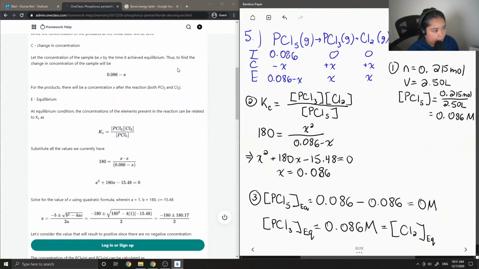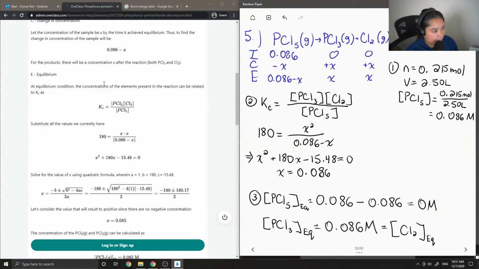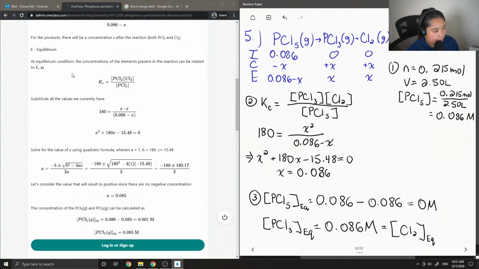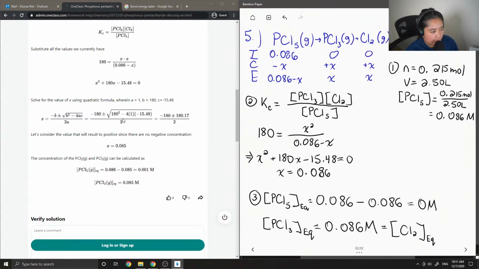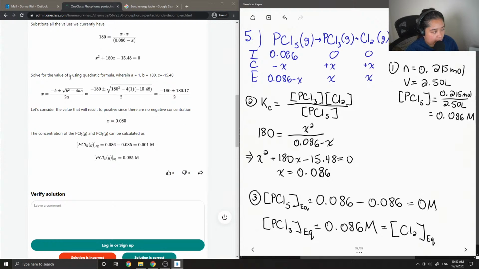For the change in concentration, let the concentration of the sample be x by the time it achieved equilibrium. Thus, the change in concentration of the sample will be 0.086 minus x. For the products, there will be a concentration x after the reaction. At equilibrium, concentrations of the elements present in the reaction can be related to Kc. Substitute all the values we currently have, and they got x squared plus 180x minus 15.48 is equal to 0. Solve for the value of x using the quadratic formula, where a equals 1, b equals 180, and c is equal to minus 15.48.